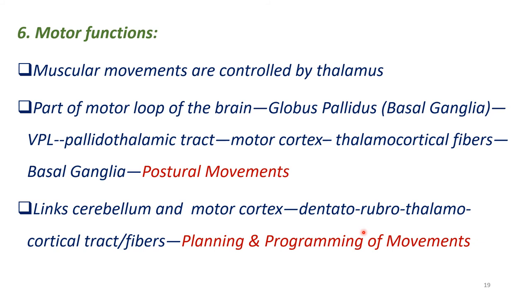Thus, it plays a role in the planning and programming of movements. So, control of postural movements as well as planning and programming of movements happens via both the basal ganglia and thalamus. Again, to repeat, it links the basal ganglia via the motor loop of the brain to the cerebral cortex, and it links the cerebellum and motor cortex via the dentate nucleus of the cerebellum, the red nucleus, and the thalamocortical tract fibers. Thus it helps in the integration of motor function by unconscious regulation of muscle tone.